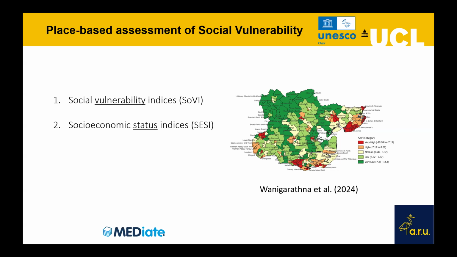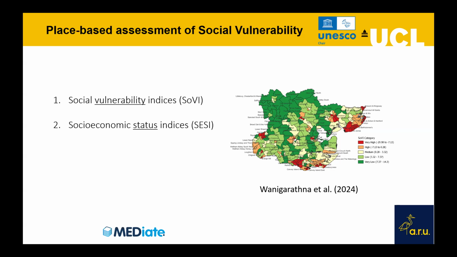The second type is called socioeconomic status indices. You can see I have underlined the term status here. In this type of indices, we do consider not necessarily the extent of vulnerable population, but we consider the average status of a place based on typical vulnerability dimensions. For example, in the first type, we might consider the percentage of young children in a place. But in this socioeconomic status indices, we would consider the median age of a city or a place, the median income of a city or a place.